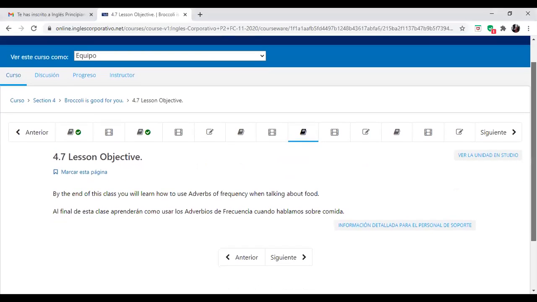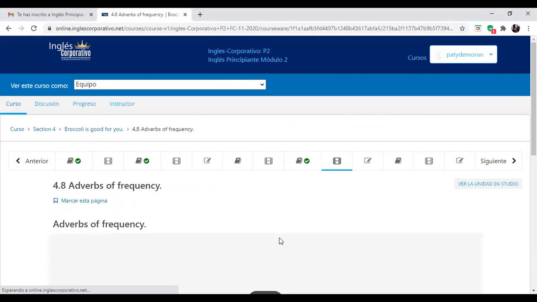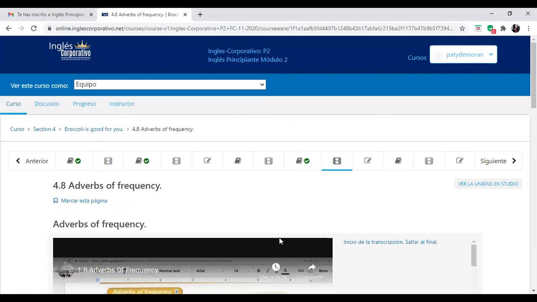We are going to start the next topic, which is 4.7 that says, by the end of this class, you will learn how to use adverbs of frequency when talking about food. At the end of the class, you will use frequency adverbs. So I just will show you what we have of materials and some examples. And then tomorrow we are going to continue with the practice and the conversations related to adverbs of frequency.